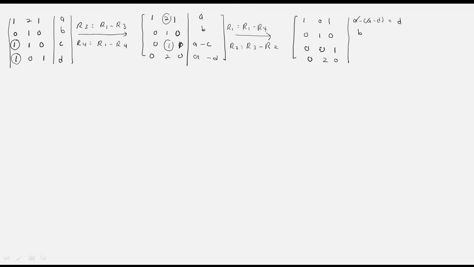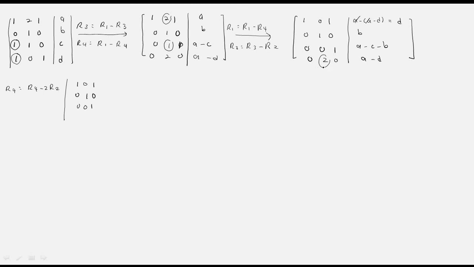So B. We change R3. R3 minus R2. So A minus C minus B. And then we did not change R4. Still A minus D. Continue. This time let's change this entry. So what we do is we change R4. R4 minus 2 R2. 1, 0, 1, 0, 1, 0, 0, 0, 1.